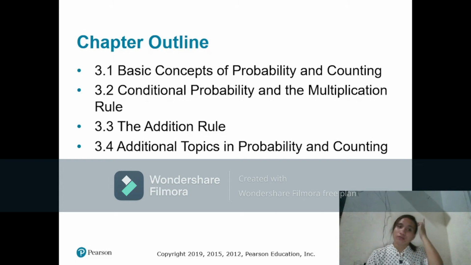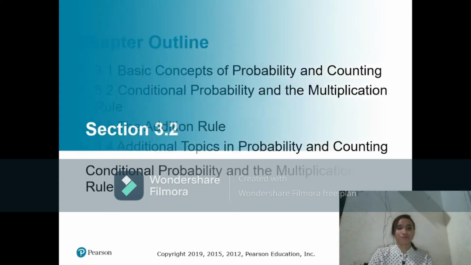Chapter Outline. 3.1 Basic Concept of Probability and Counting. 3.2 Conditional Probability and Multiplication Rule. 3.3 The Addition Rule. 3.4 Additional Topics in Probability and Counting.